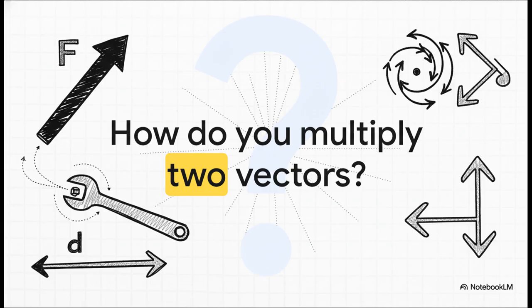How do you actually multiply 2 vectors? I mean, if you have a vector for a force and a vector for a displacement, what does it even mean to multiply them? See, it's not as simple as just multiplying their lengths. We've got to deal with their directions, and believe me, that changes everything.